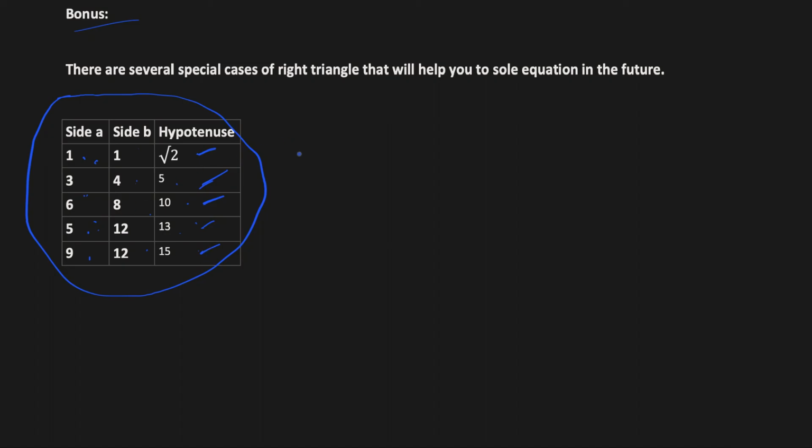Cool. So that was it for this video, where we just learned how to use the Pythagorean theorem for a given right angle triangle and try to find a missing side, which could be any side or the hypotenuse.